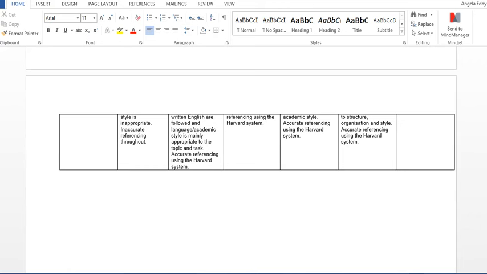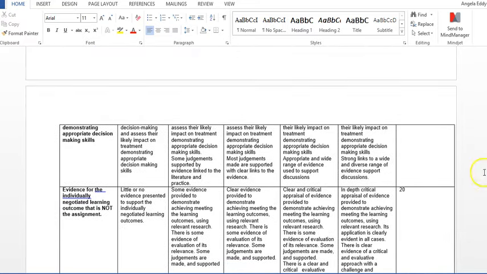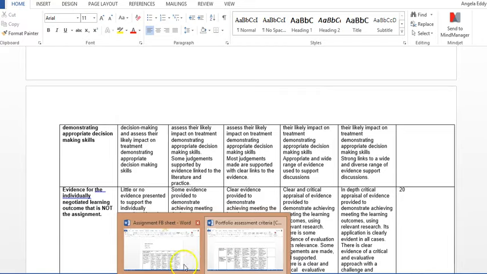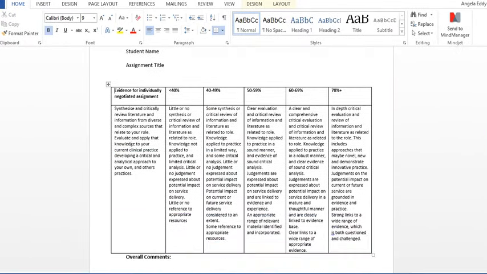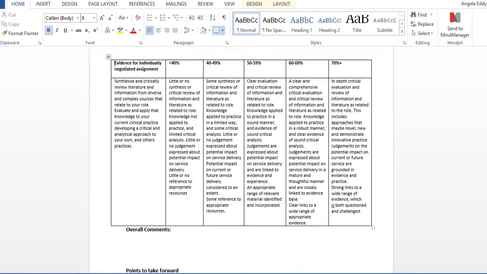Okay, if you just bear with me for a minute, while I click onto my next screen. Obviously, those of you will have noticed that there were 30 marks missing there. That previous marking sheet that I showed you only added up to 70. So the rest of the 30 marks come from your individually negotiated assignment.